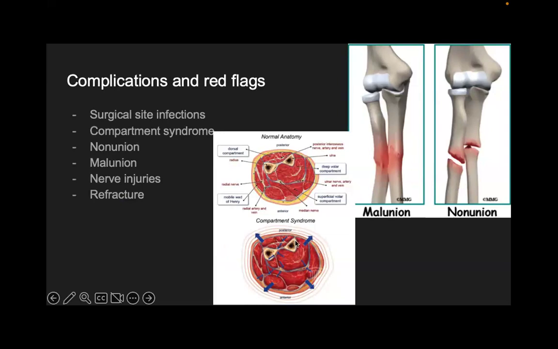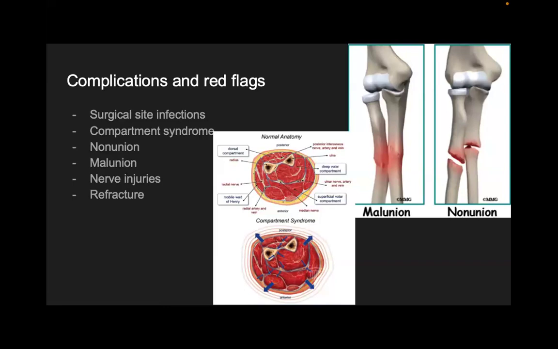In compartment syndrome, again, you're going to have a lot of soft tissue swelling and bleeding and things like that that lead to a lot of pressure in one compartment. And that's an emergency because that's someone that you're going to have to take to the OR and relieve some of that pressure before a more serious injury occurs.